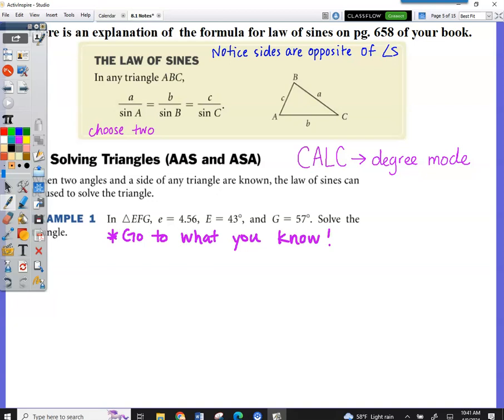So immediately I can find an angle. Now I've got to look at your letters. It's E, F, G. I've got E and I've got G, so I'm missing angle F. So angle F is going to be 180 minus, you got 43, 57.